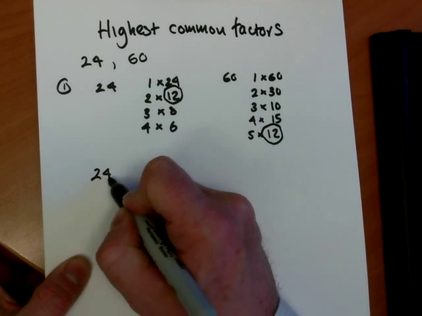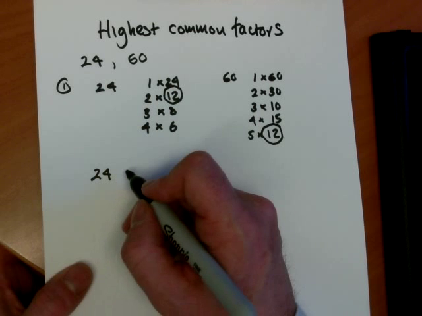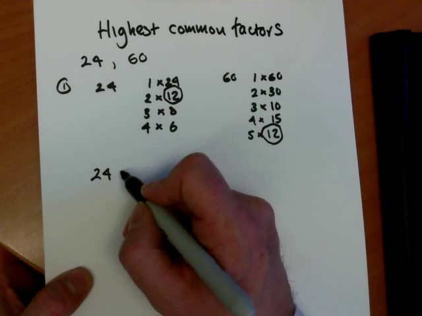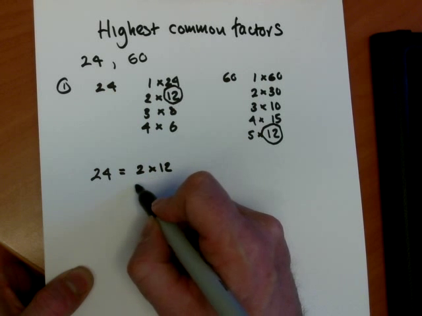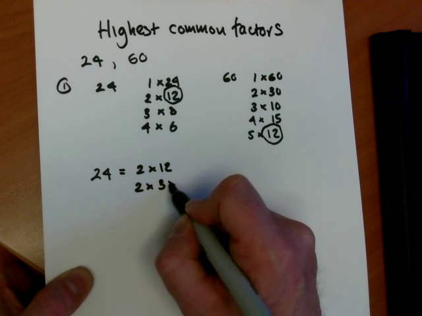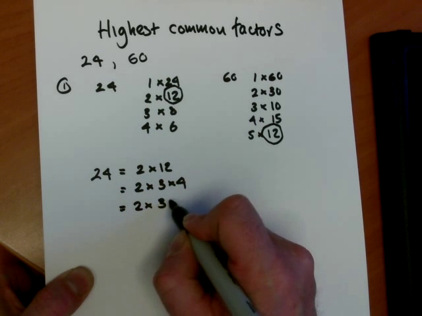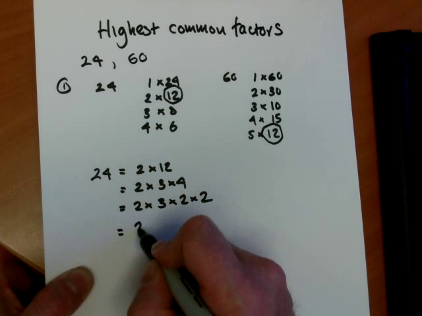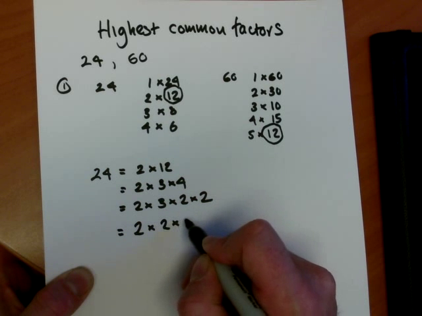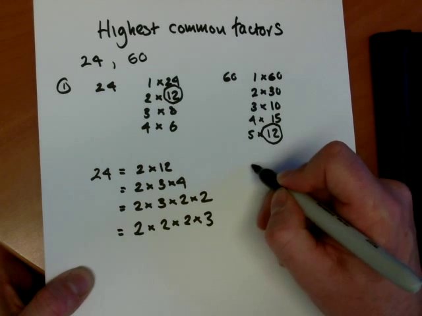If you break 24 and 60 down into prime factors, this is a method that's good for harder numbers as well. So 24 equals 2 times 12 equals 2 times 3 times 4 equals 2 times 3 times 2 times 2. We'll put them in order: 2 times 2 times 2 times 3. I won't write it as powers in this case though.